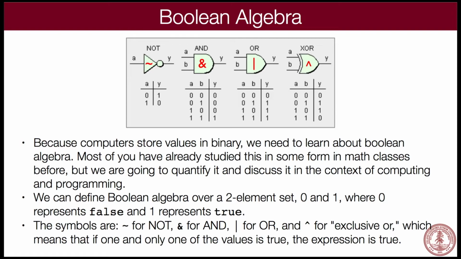And then there's exclusive or, which might be a new one, so not everybody studies that. But exclusive or is basically saying if one of them is true and only one of them, then you have the result being true.